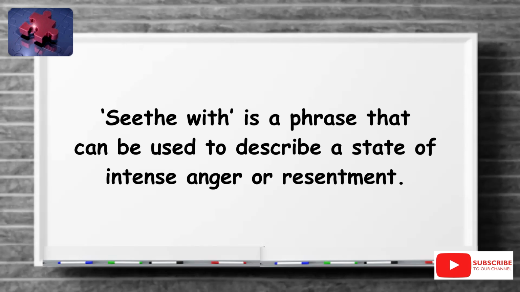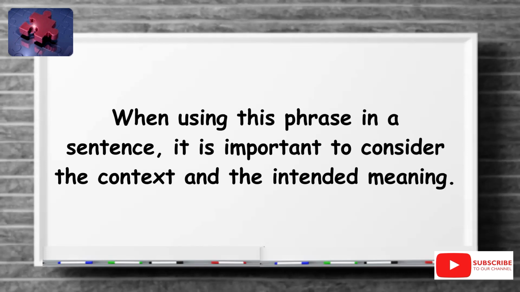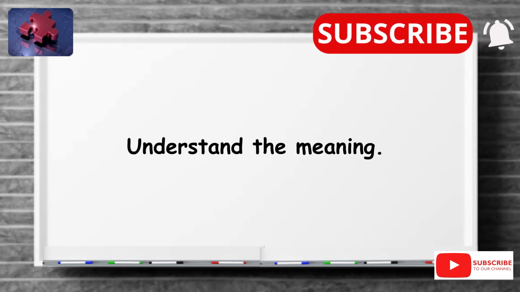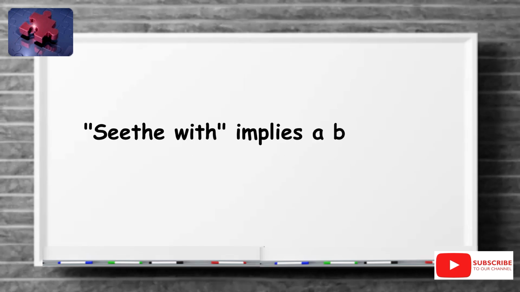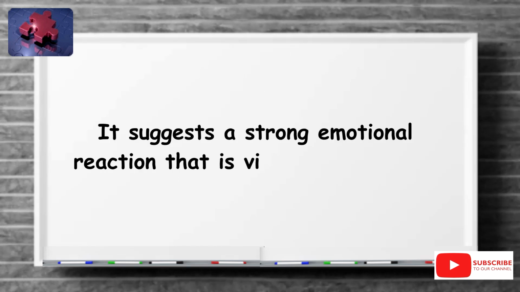Seethe with is a phrase that can be used to describe a state of intense anger or resentment. When using this phrase in a sentence, it is important to consider the context and the intended meaning. Here are some tips on how to effectively use seethe with in your writing or conversation. Understand the meaning. Before using any phrase, it is crucial to have a clear understanding of its meaning. Seethe with implies a boiling or simmering anger that is barely contained. It suggests a strong emotional reaction that is visible or palpable.